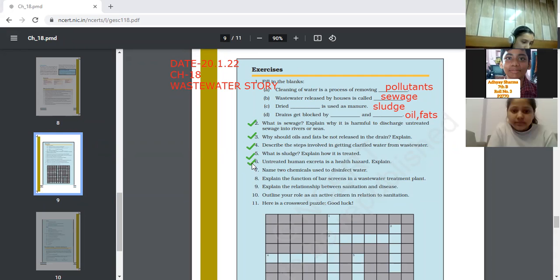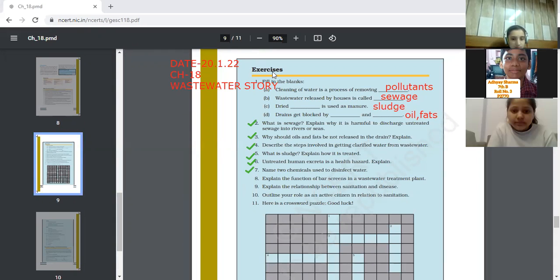Number 6, untreated human excreta is a health hazard. Explain. If the human excreta is not treated, then what will happen? It will create many health related problems. Diseases will be caused. Already we read yesterday that waterborne diseases may be caused, and it can even cause water as well as soil pollution. So you can add these points also.